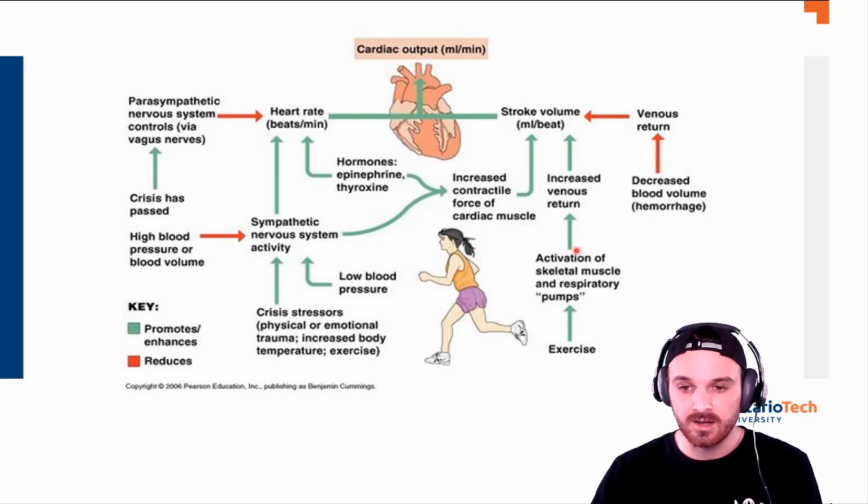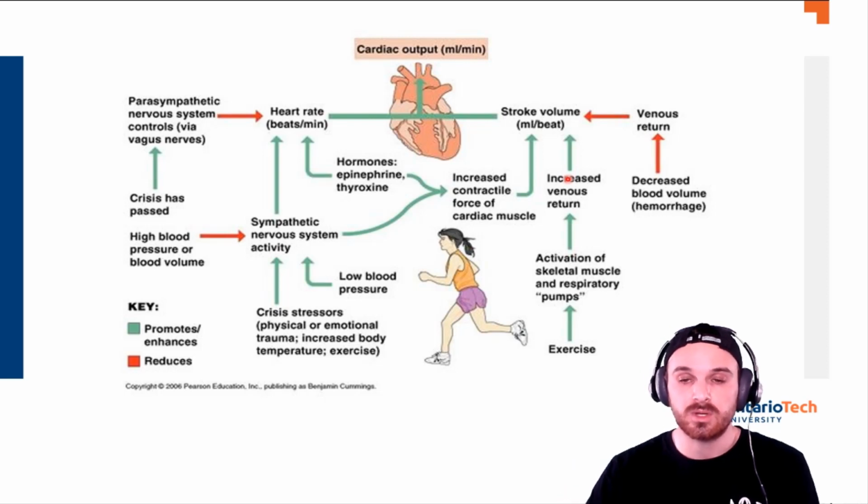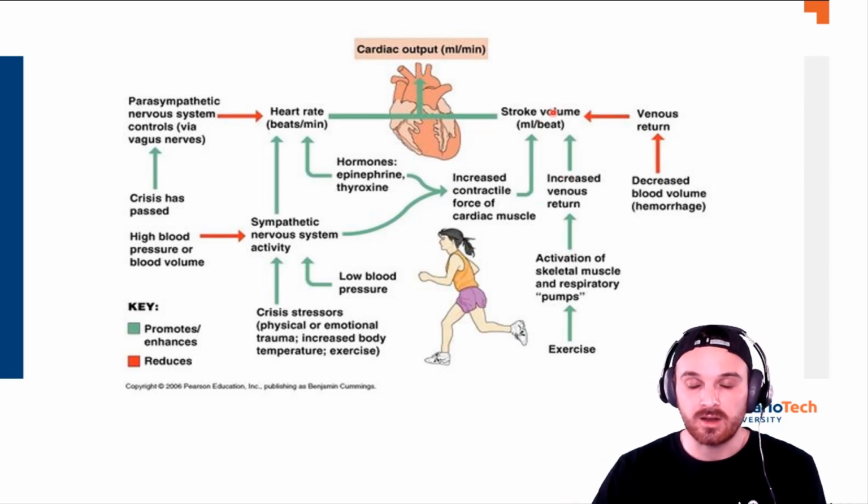So you can see that here, activation of skeletal muscle demands more blood, and then as more blood comes to it, it will increase that venous pumping more blood up from the legs, and the valves will help with that in the lower legs especially. Taking more blood back to the heart and more venous return is affecting our stroke volume here. So increased venous return, more blood coming into the heart means more blood that can be pumped out.